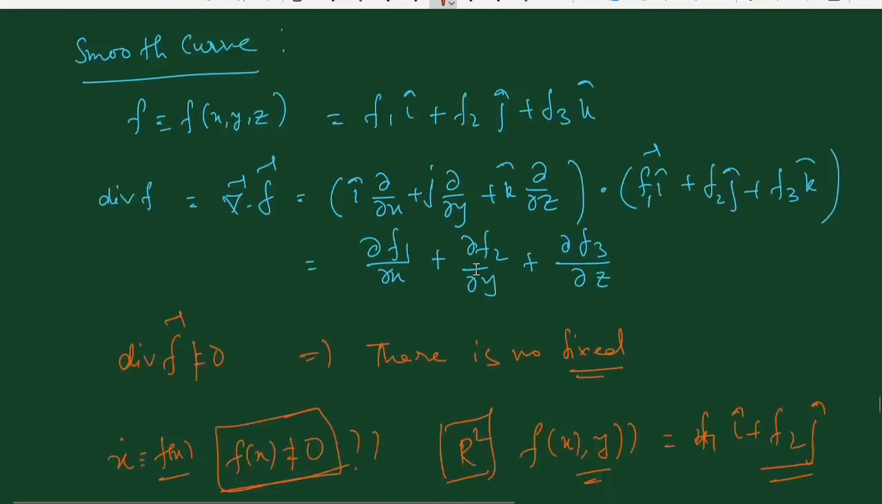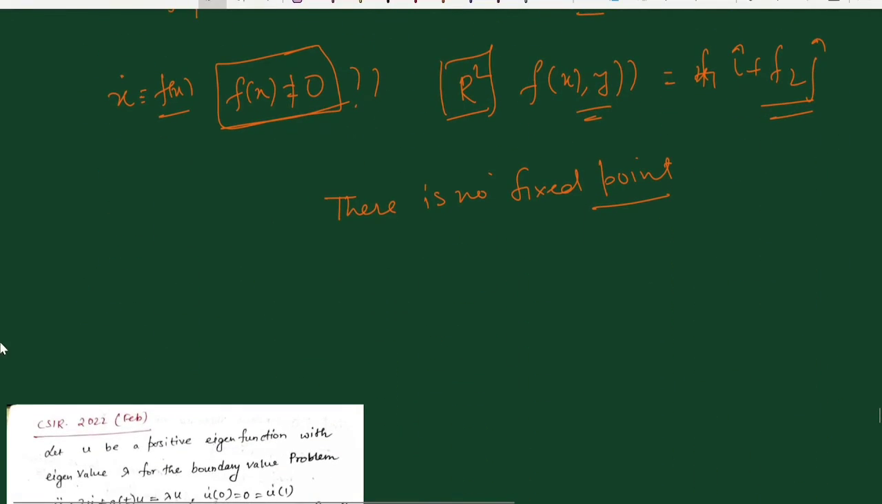See, there is another interesting thing. It says that there is no fixed point. Suppose we take f of x, y. Okay, no fixed point means f of x, y is never 0. Okay, so we think about the example. See, this is an example which is never 0.